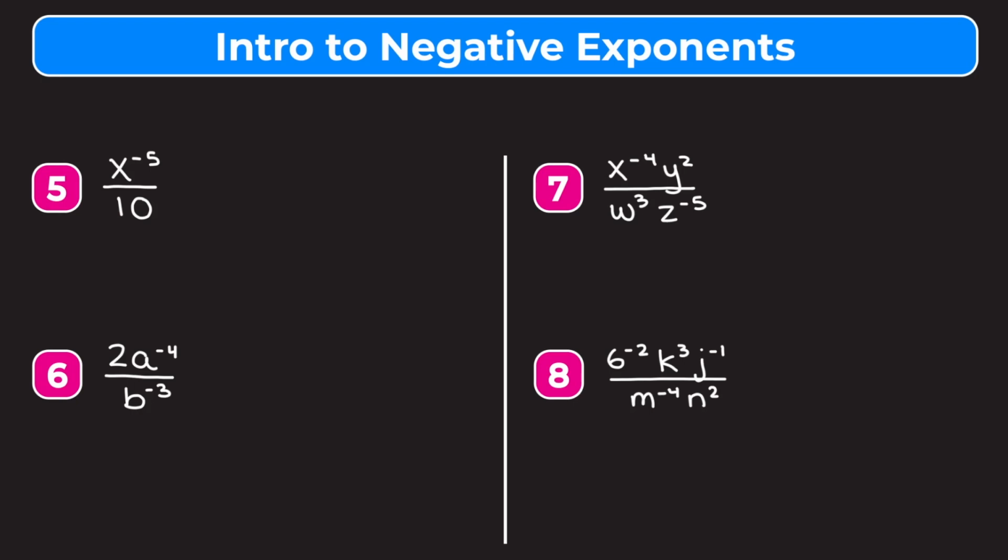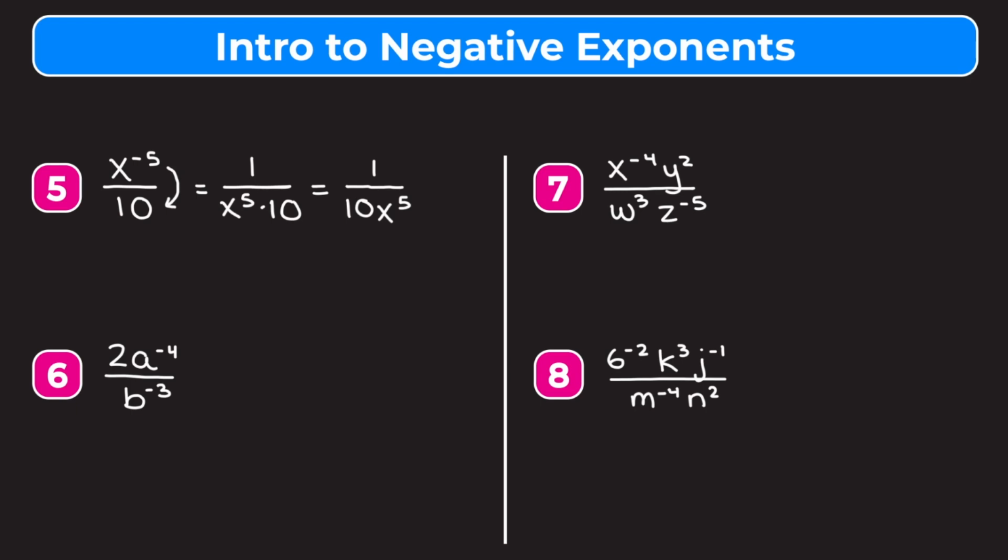The 10 is not being raised to a negative exponent, so we are not going to move it. We're only going to move what's being raised to a negative exponent. So I want to move this x to the negative fifth to the bottom. Now on the bottom, I will have x to the positive fifth times 10. And on the top, I'm just left with a 1. I should probably write this with a 10 in front, so we're going to have 1 over 10 times x to the positive fifth as our answer. So only move things that are being raised to the negative exponent.